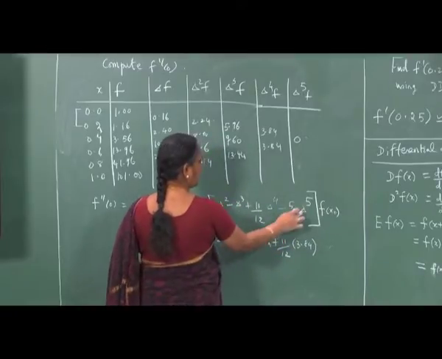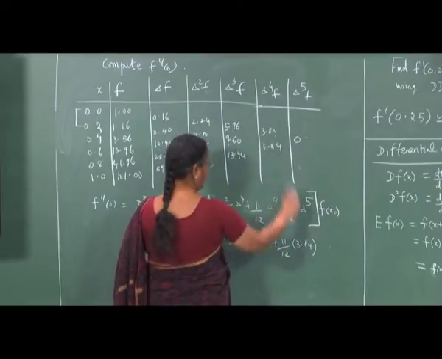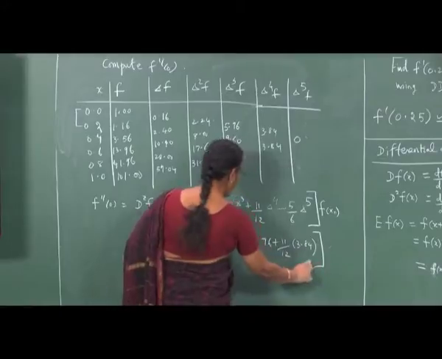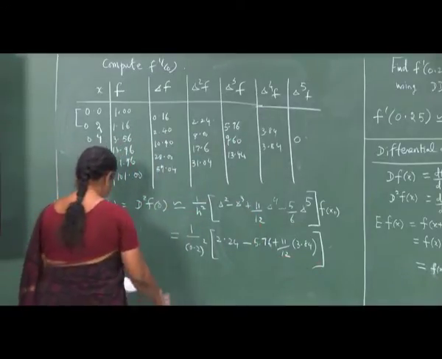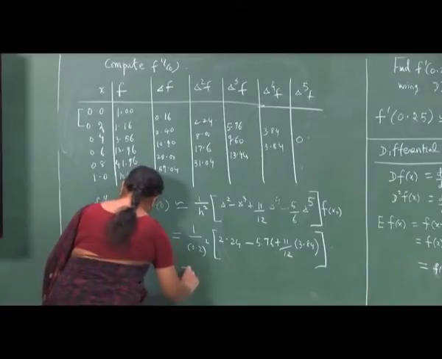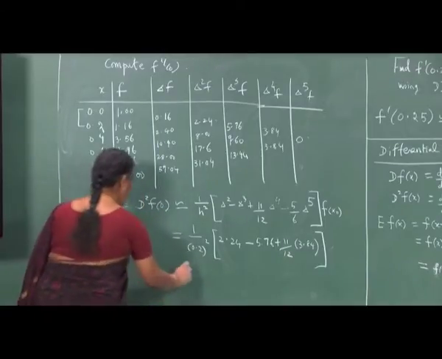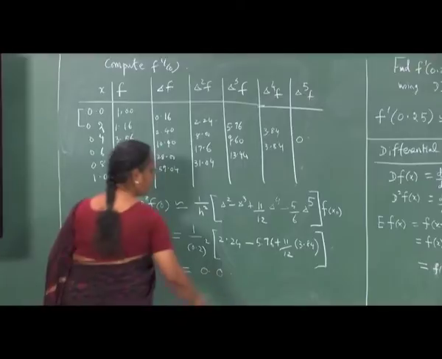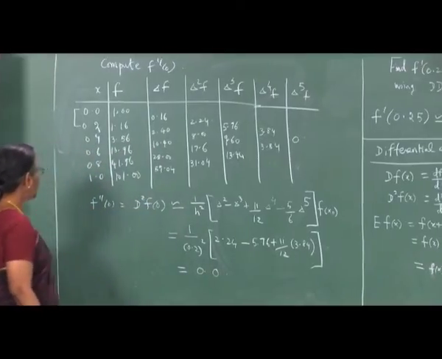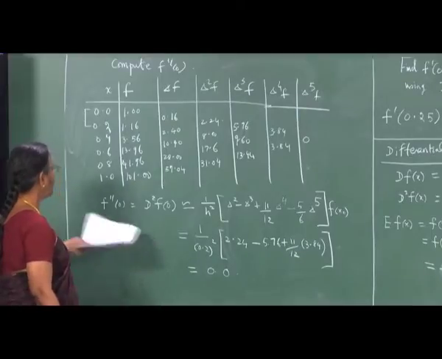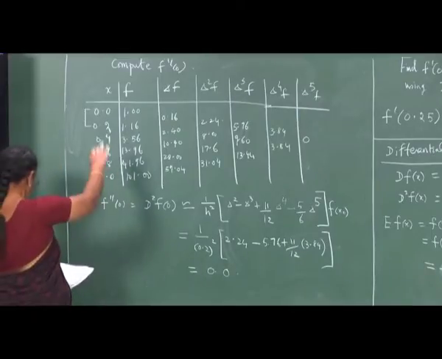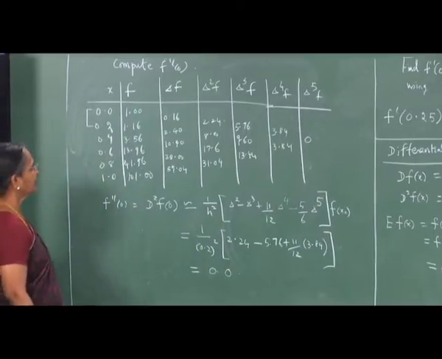Then minus 5 by 6 into del power 5 f of x naught, which is 0. So, this is what I need to evaluate, and if you compute this, the result turns out to be 0. So, the second derivative evaluated at 0 is an estimate which is obtained from this table of values.